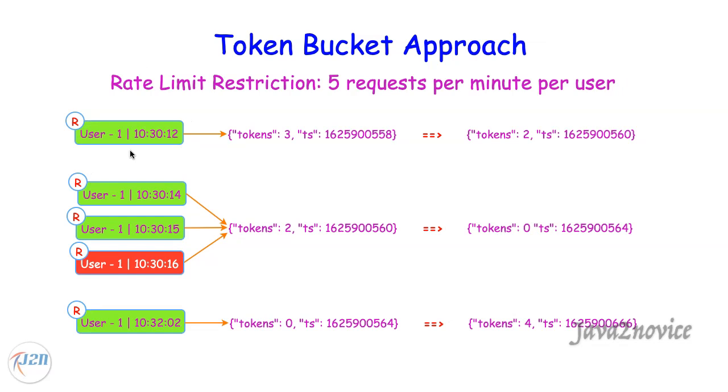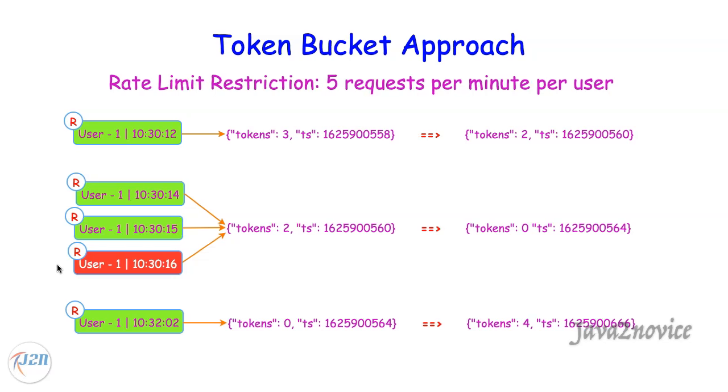Let's say that a request is received from user 1 at 10:30:12 seconds. In this case, the rate limiter pulls the token data from Redis and validates the recently accessed timestamp. As per the token value, the previous request from user 1 came 2 seconds back and we have 3 tokens left for this minute time frame. So the rate limiter accepts the request, reduces the token count to 2 and updates the timestamp value before updating it into Redis.